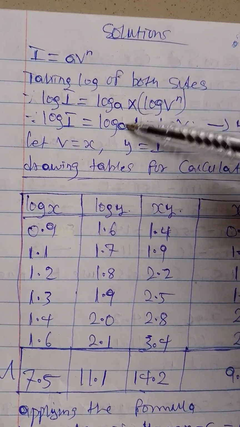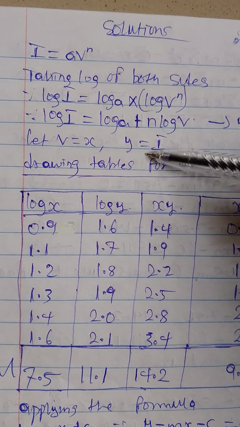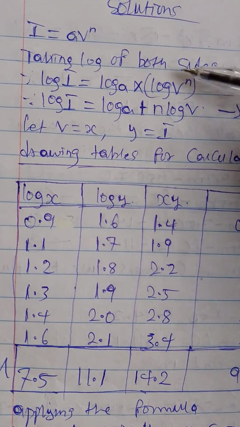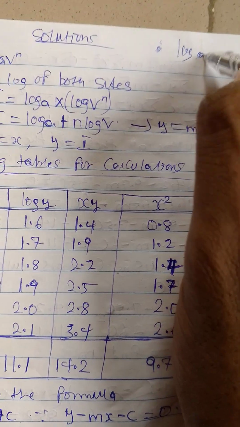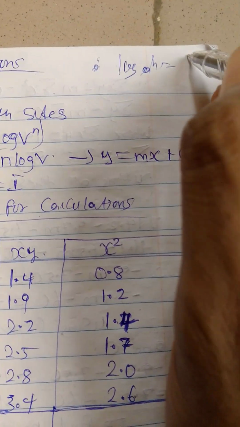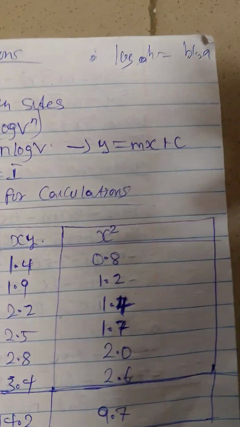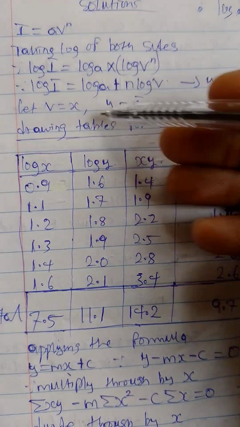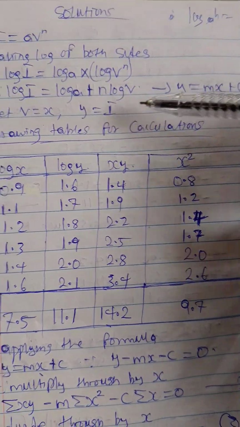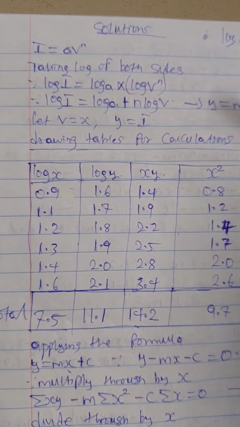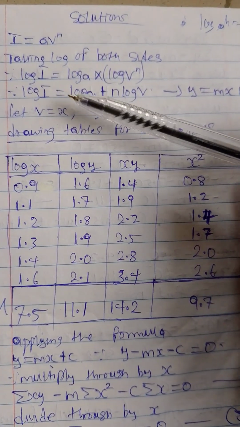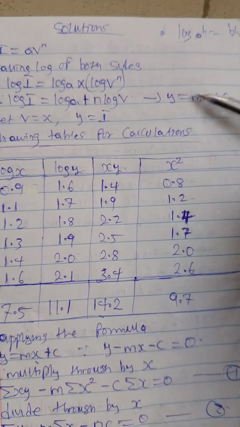You know that times in log is plus; this crossover here is the same thing as log AB, which is the same thing as b log A. So this reverses here and that becomes n log V. If you compare this equation with y equals mx plus c, it means that this is the same thing as this.